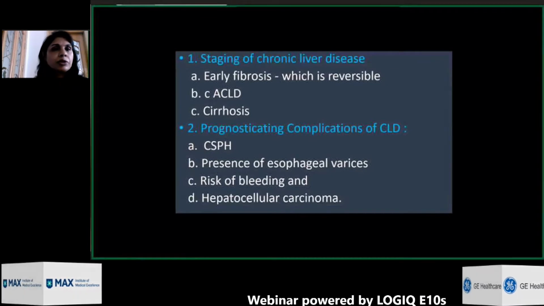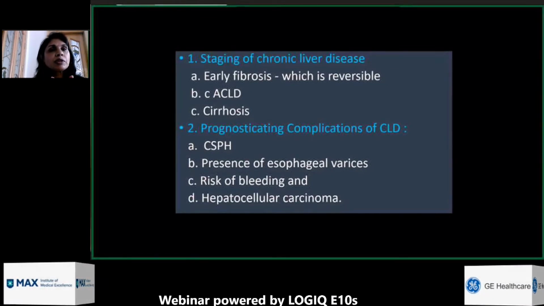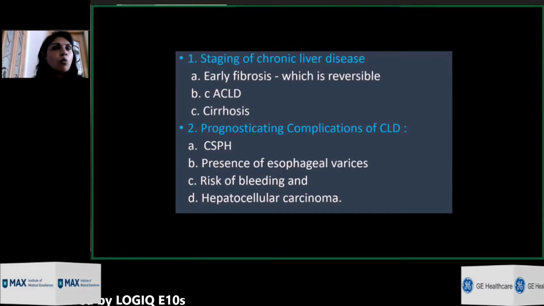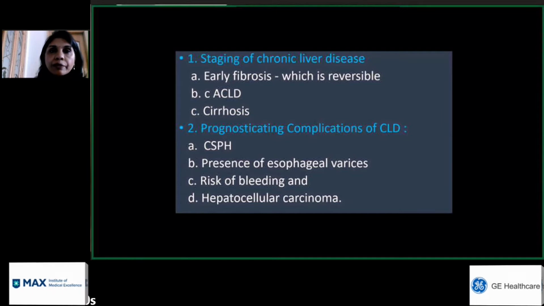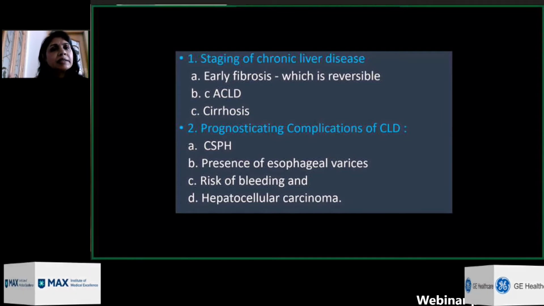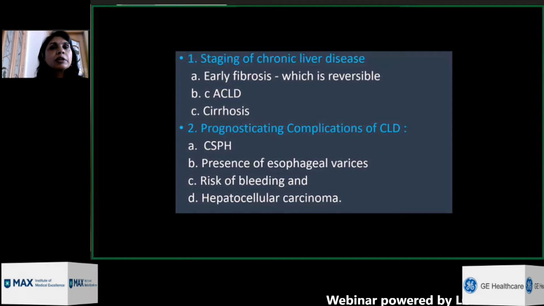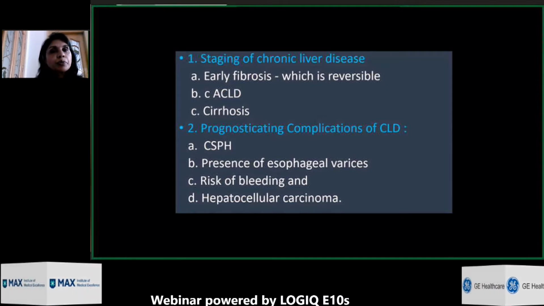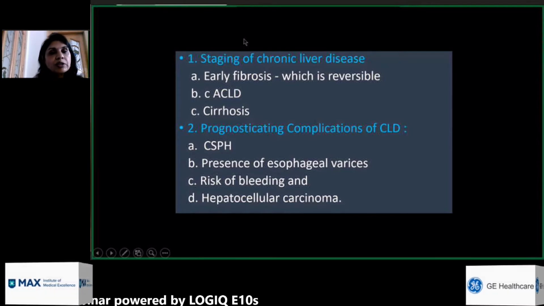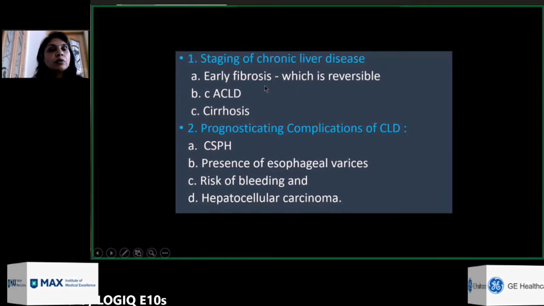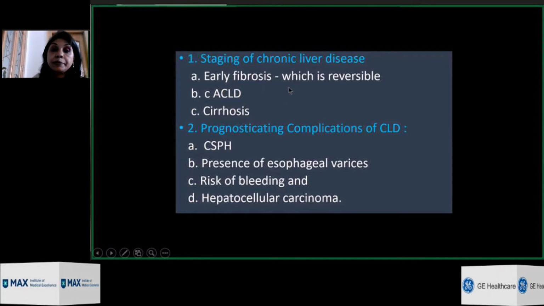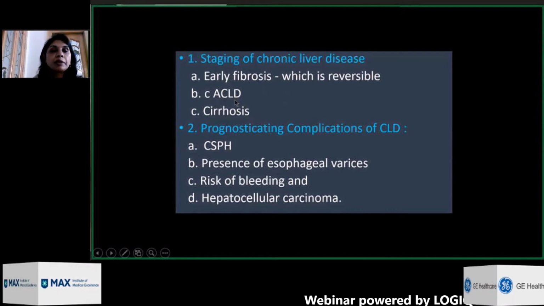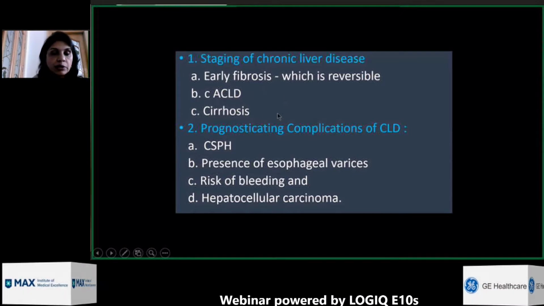So it's quite clear here that the staging of the disease, to glimpse into the future of the patient, to see how the disease is going to evolve, what are the complications that the patient may eventually land up with, is the big step towards what I believe the clinicians actually want from a radiologist in order to proceed with the management. So the staging of chronic liver disease, detection of early fibrosis, which we know is reversible now, compensated advanced chronic liver disease, yes, we will be able to give an insight, and cirrhosis, absolutely.